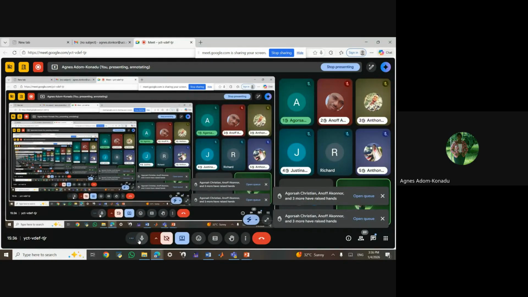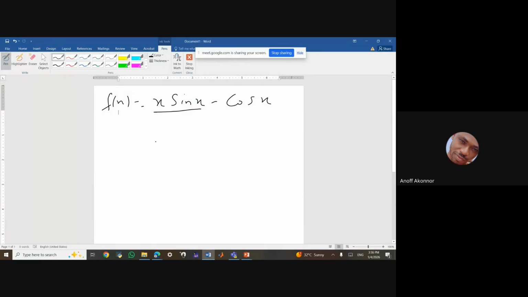Akono, yes, madam. So what did you get? So the function was x sine x minus cos x. The first function, x sine x, is a product of x and sine x, so I used the product rule. I maintained x and then differentiated sine x to get cos x. So let me write x d/dx of sine x.